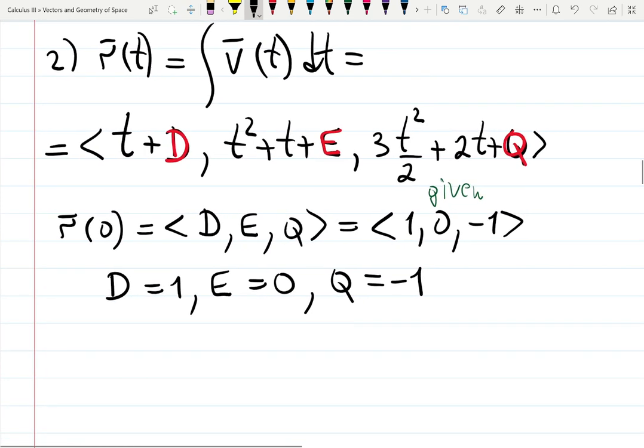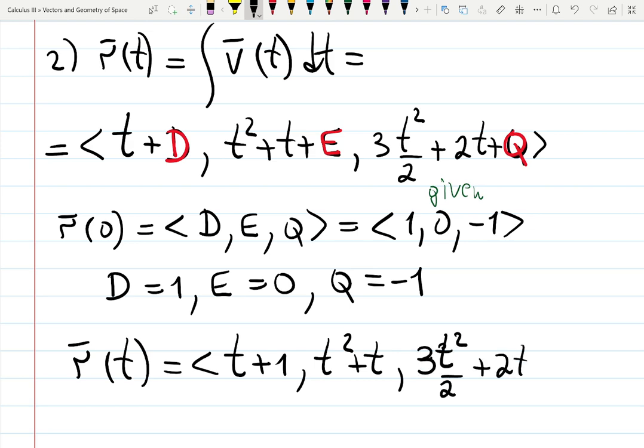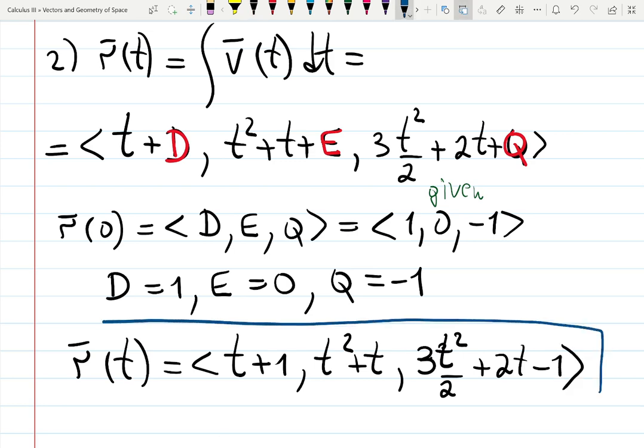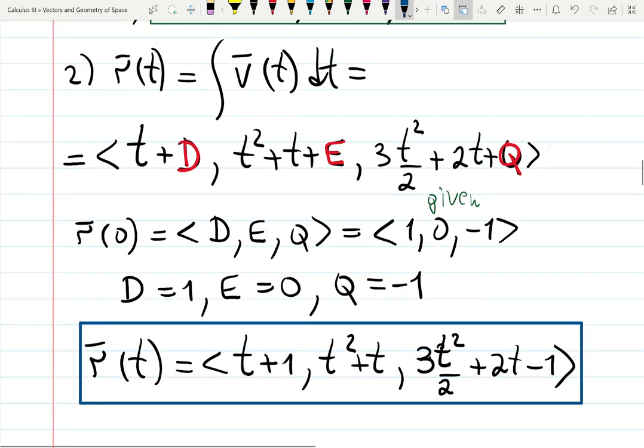And we can complete the function R. And this is what we were asked to find. R is t plus 1, t squared plus t plus 0, and then 3t squared over 2 plus 2t minus 1. And this is the answer. So imagine this is a very nice exam question. I'm checking the last answer. If that one is not matching, you made a mistake, so I have to go back, find whether you made a mistake, and take points off.